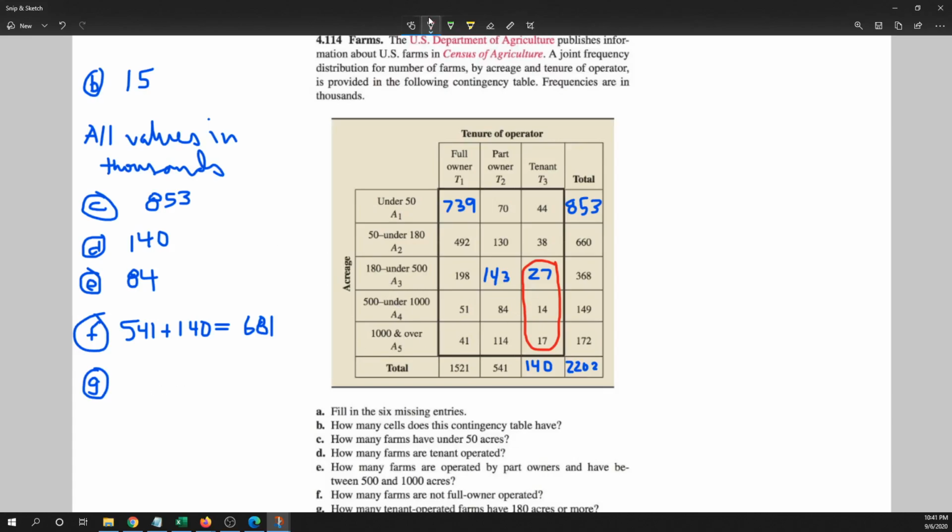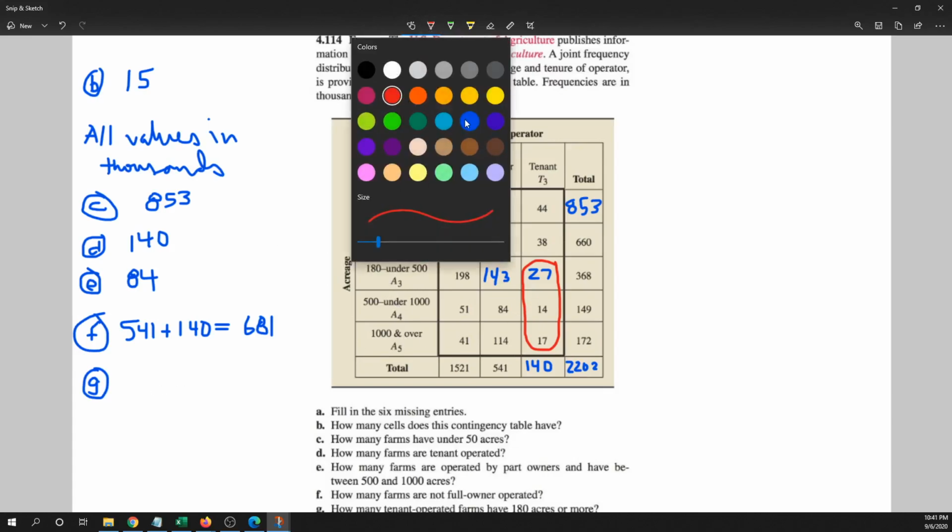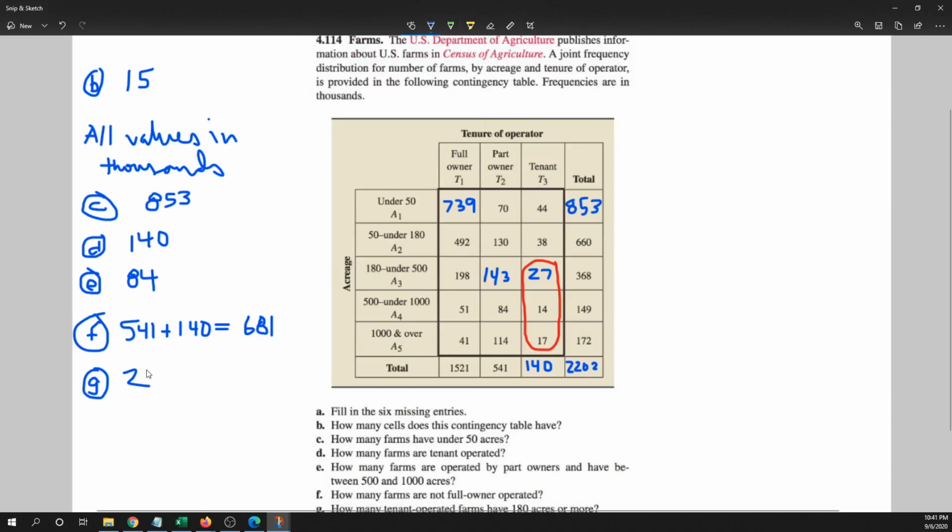So that would be 27 plus 14 plus 17. And that is going to be 40 plus 14, 58 total. So 58,000 farms. Okay. All right, and that is it for this video.